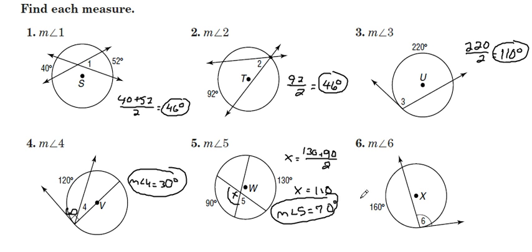And then lastly we come to 6. We've got to find the measure of angle 6 here. We know this arc right here is 160. 360 minus 160 is 200. We know this whole arc is 200, and then we simply take half of that. The measure of angle 6 is 100 degrees. And there we are.